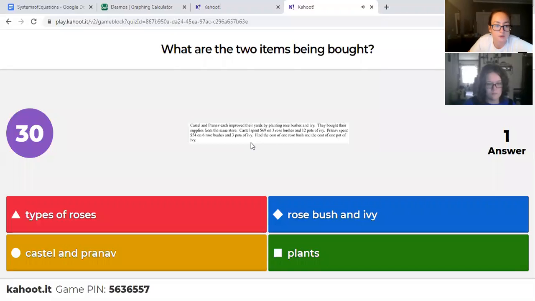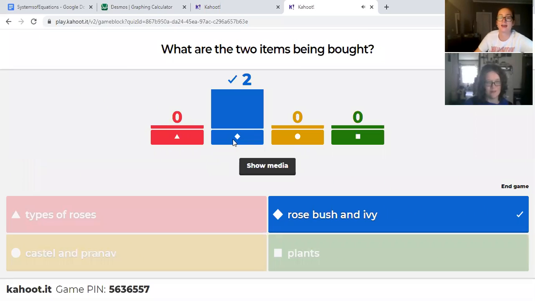All right, so I'm not going to get this one wrong like I did before. It's not just plants. I don't think it's just roses. And then Castell and Pranav, those are the people's names. So what they're buying is rosebush. Yes. Okay, yay, yes. All right.